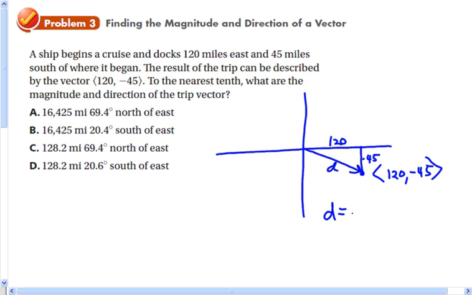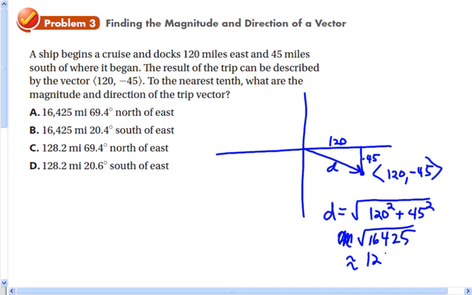We'll just do 120 squared plus negative 45 squared, which is the same as positive 45 squared. And if we square those, add them together, take the square root, we get, let's see, 16,425, which is about 128.2. So we have to eliminate A and B now from our choices.